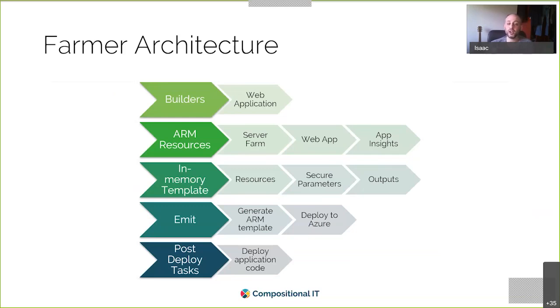So maybe a server farm, a web app, and app insights, for example. We'll then compose all of these together into an in-memory version of the template. So we'll have then resources, secure parameters, outputs, and so on. And then we'll emit that either as an ARM template, or if you want, we'll go straight to Azure and deploy it for you. And if you elect to use the deployment bit, then we can hook into some other nice features that we offer, like a post-deployment task.